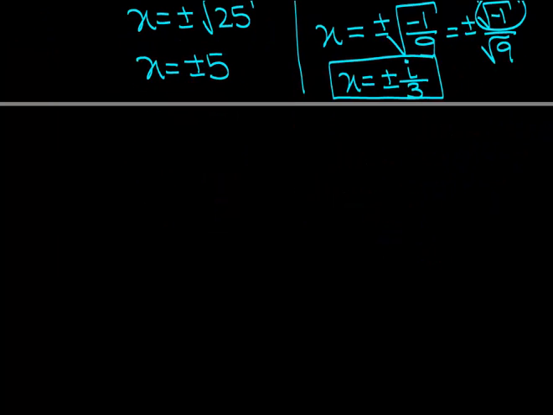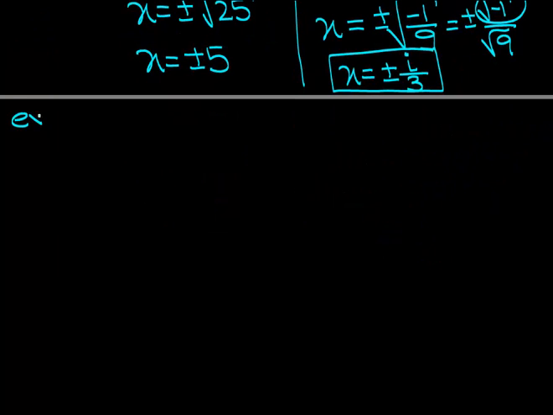Alright, let's take a look at another example. So let's make it a little bit more complicated. Let's say if I have 3x minus 1 squared plus 17 is equal to 0.